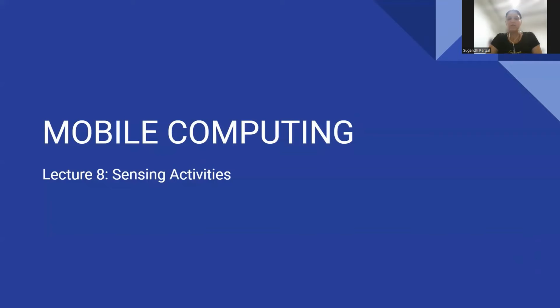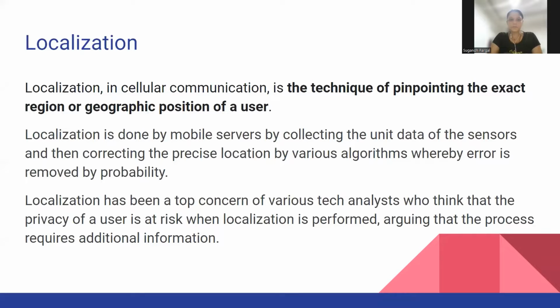In today's lecture of mobile computing, we are looking at the activities which can be sensed using mobile sensing and mobile sensors. Let us start, one by one, with each activity that can be sensed. Firstly, we'll start with localization.